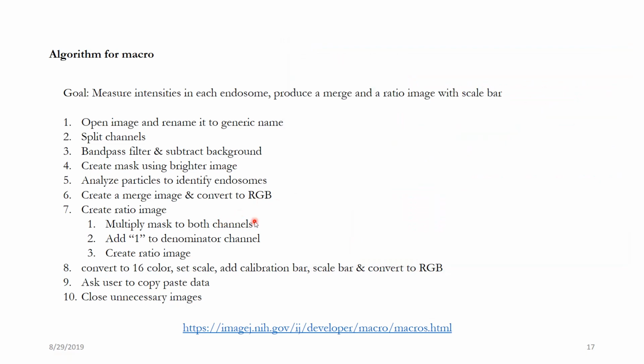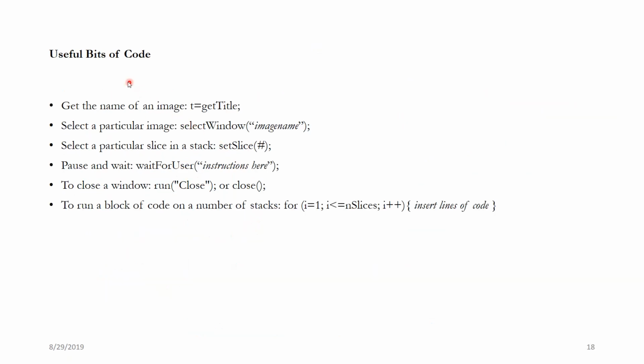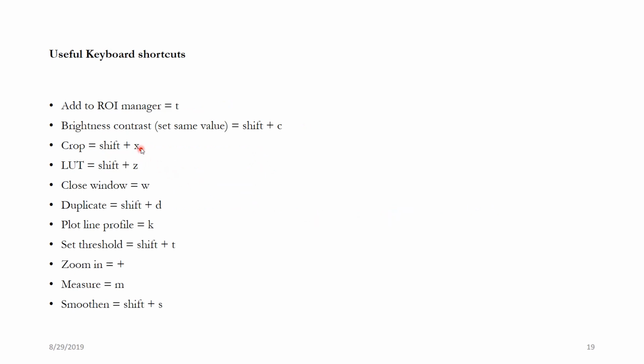Okay, so with that, these are some useful bits of code which you can use. For example, this line will help you get the title of the image and use it for processing. If you want to select the window, this is what I have used in my program a lot of times. This allows you to put a break in the program and allow the user to interfere with the image, and so on and so forth. And in case you want to run some kind of loops like this, you can also do that. And these are some of the shortcut codes.